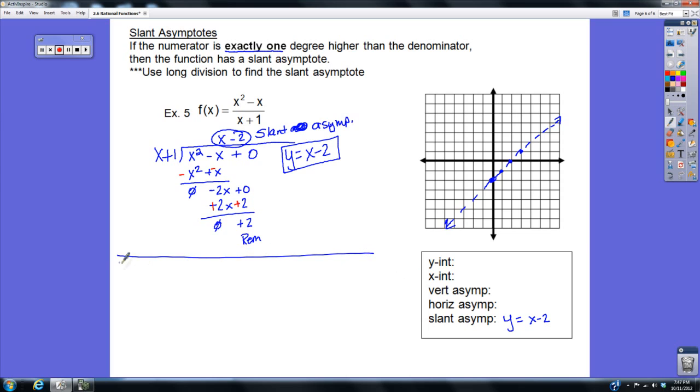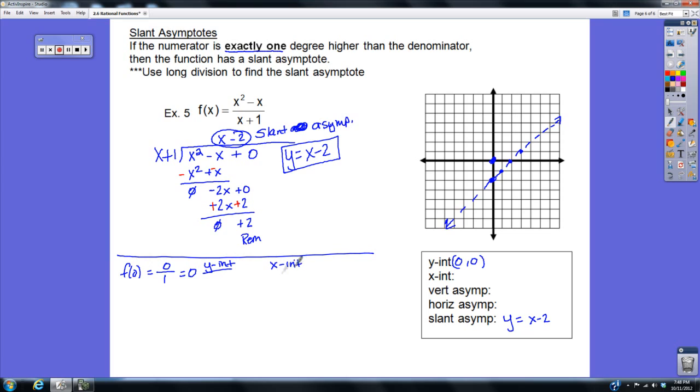Y-intercept. Find the y-intercept by finding f of 0. 0 squared minus 0 is 0 over 0 plus 1, which is 0. So that's 0, 0 right there. Let's see, let me put over here that this was the y-intercept. That's what we just found.